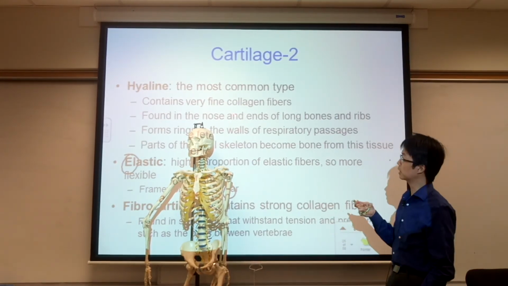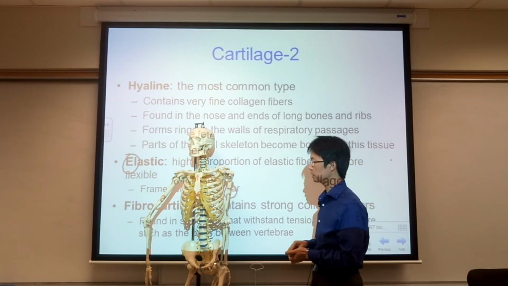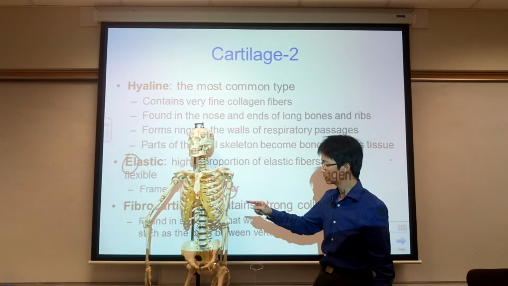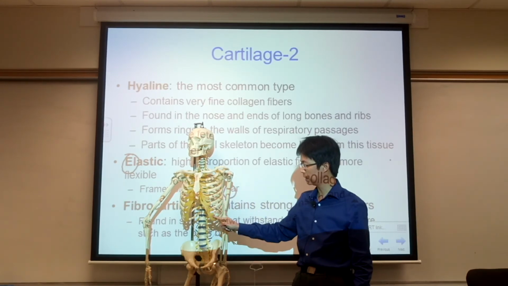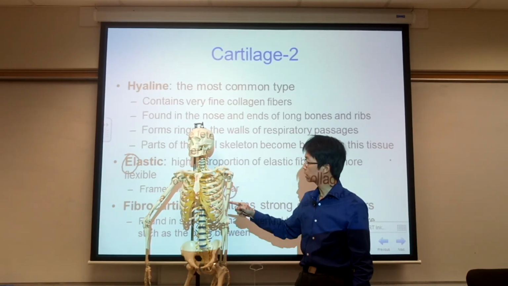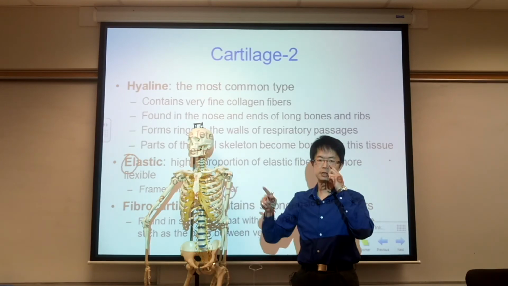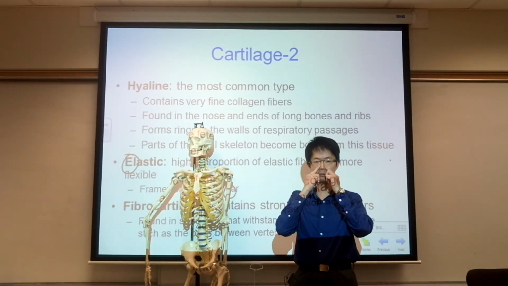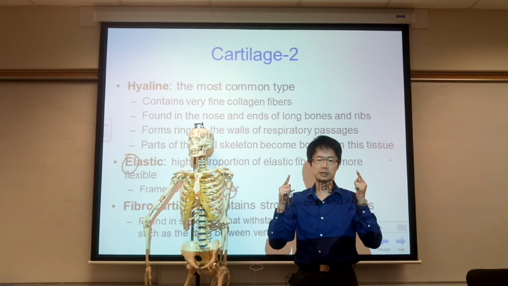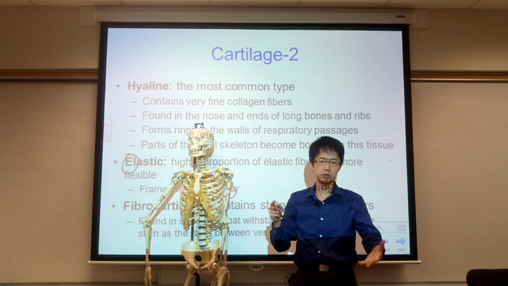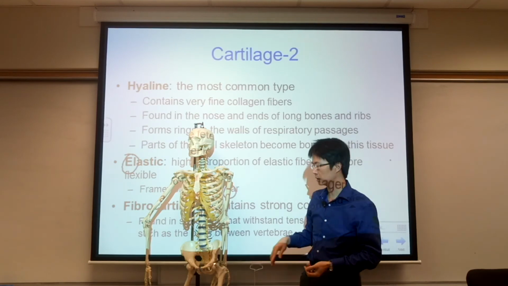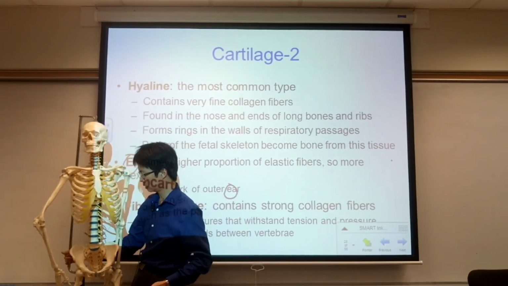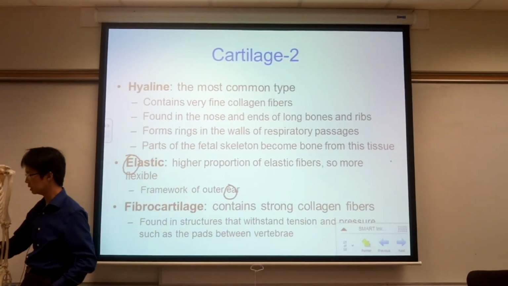So last one, hyaline. Hyaline is basically all the rest of the cartilage you can find in your body. For example, the cartilage in your rib cage is hyaline. The cartilage that forms your nose here is hyaline. That's why when you compress your nose and then relax it, it can go back to its original shape, because these are hyaline cartilage. The rest of the cartilage in your body is all hyaline.